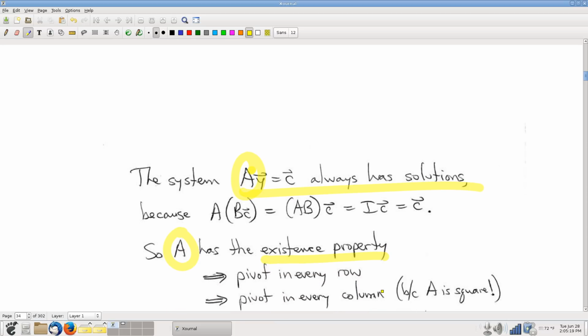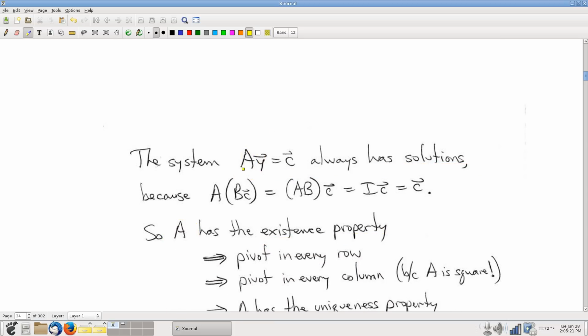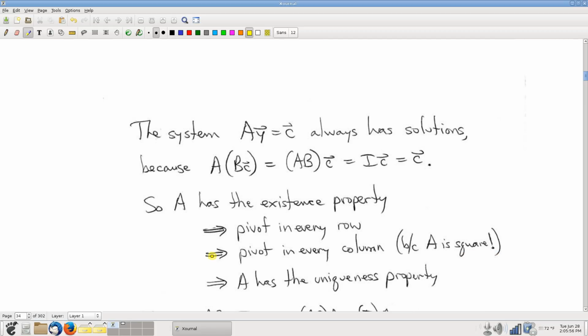Okay. Now we've proved neat things about the existence property. The existence property means that there's a pivot in every row of the reduced row echelon form. Now, don't forget our matrix is square. So if there's a pivot in every row, that means the number of pivots is equal to the number of rows. Well, if the number of rows is equal to the number of columns, that means that the number of pivots is equal to the number of columns, and that means there's a pivot in every column as well. So, an immediate consequence of the fact that this is square, a pivot in every row means there's also a pivot in every column, and that's what gives us then the uniqueness property that we needed.